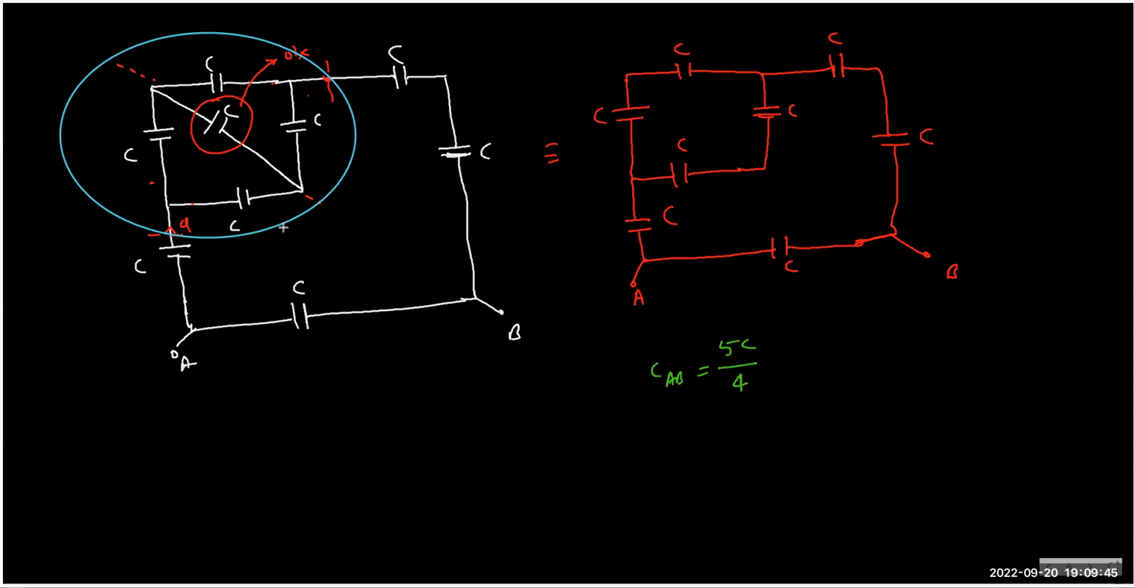So the Wheatstone bridge is more generic than symmetry. Symmetry means both sides have the same ratio and the same value also. But in the Wheatstone bridge, the same value is not required. The same ratio is required. So therefore, I can say the Wheatstone bridge is the stronger form of the symmetry situation, isn't it? It is much stronger.